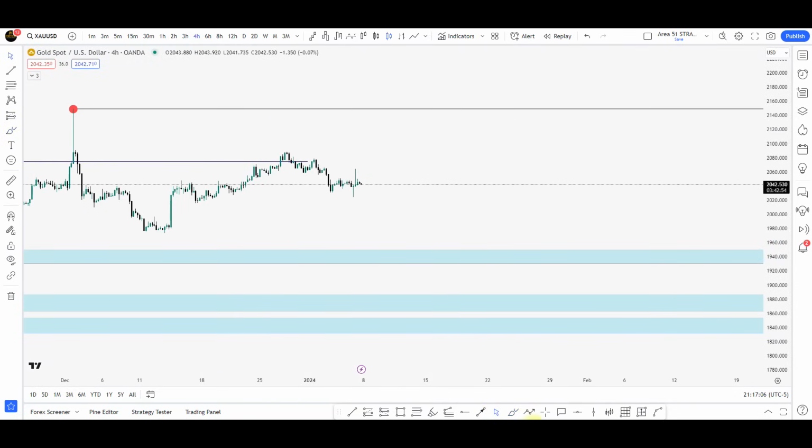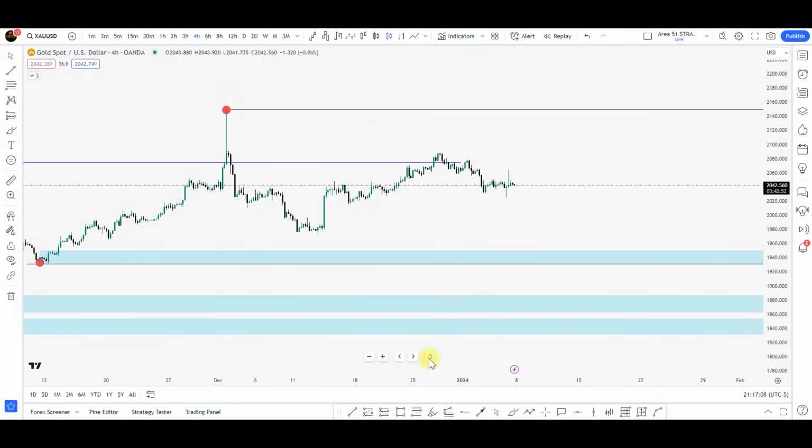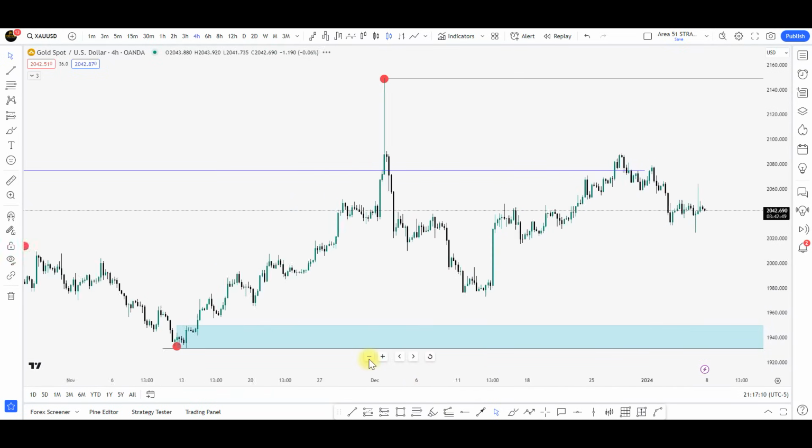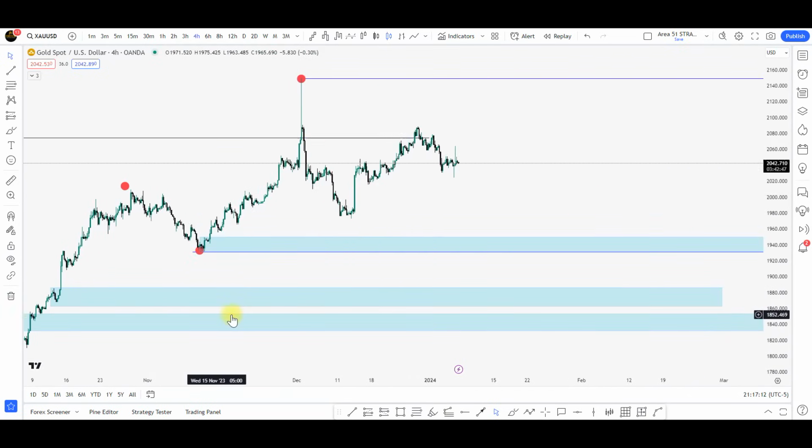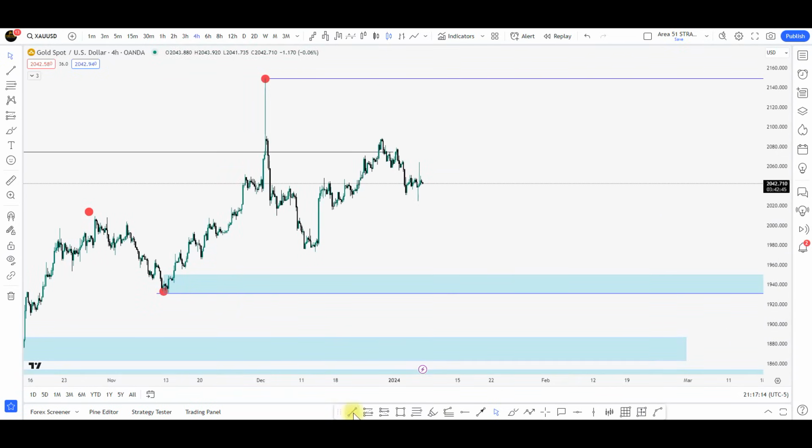Let's look into the 4-hour time frame. This is a break of structure, very beautiful. Go ahead and mark this real quick. You have this break of structure. You have price take out this inducement and then reverse from this area of demand zone. But price did not trade above this zone yet.